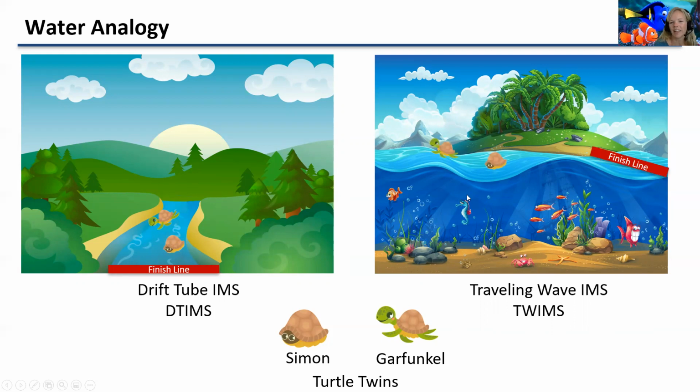In our traveling wave, we can see something very similar where Simon's being pushed more by each wave than Garfunkel, because Garfunkel is so big that sometimes he goes over the top of the waves where Simon just keeps getting pushed. And so we can again see that Simon's going to make it to the finish line before Garfunkel is.